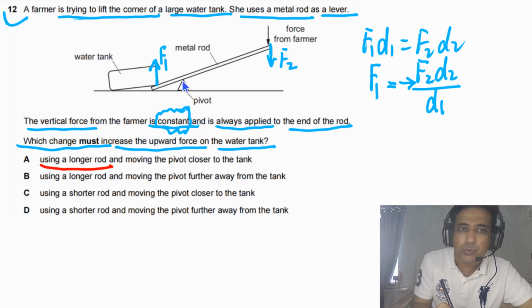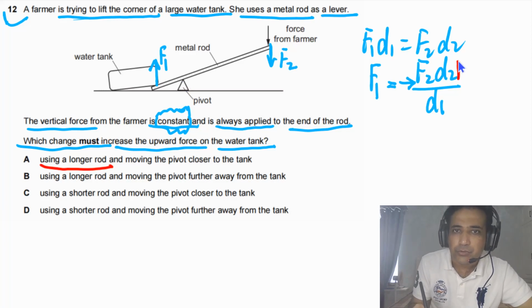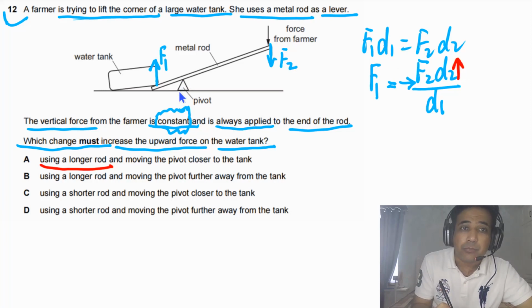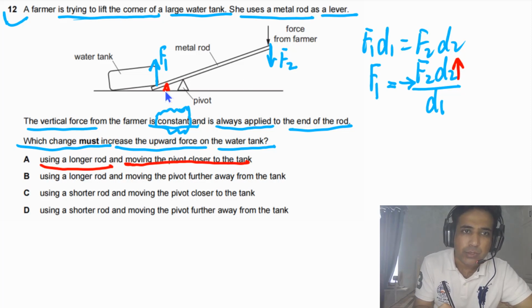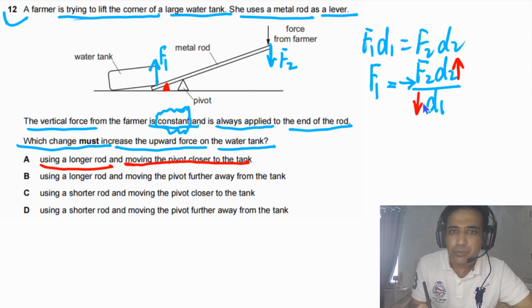Meaning if we use a longer rod, we will increase d2 if we keep the pivot at this point. For the second part, it is given to us moving the pivot closer to the tank. Meaning if we move this pivot closer to the tank, in this case we will decrease d1.